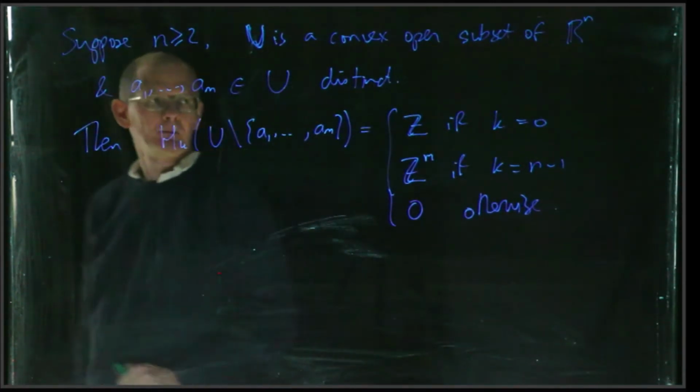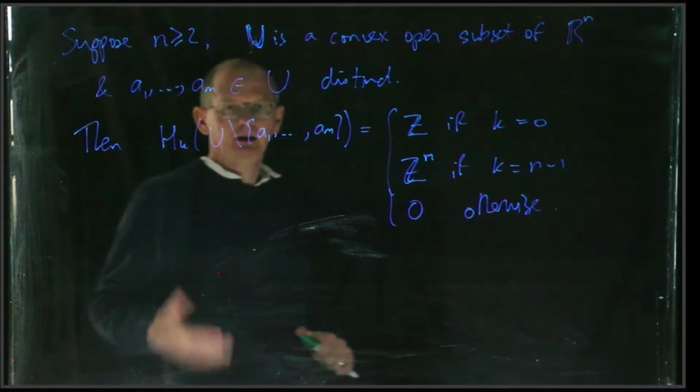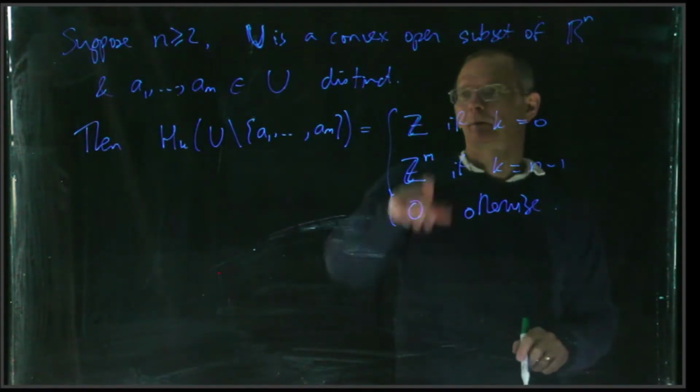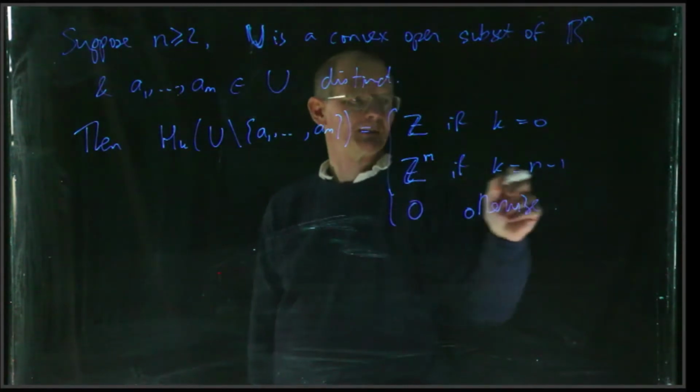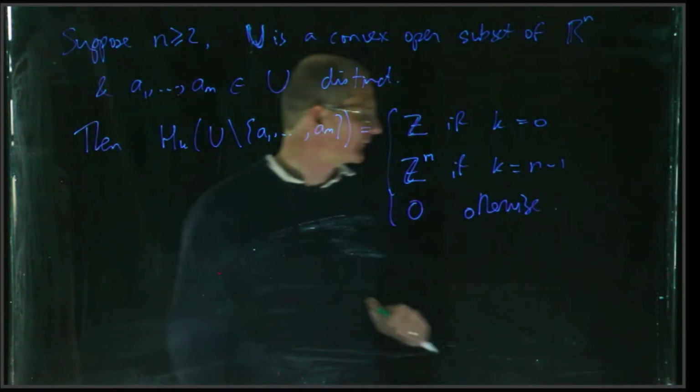Okay, so I want to claim the homology is like this. This is going to be a connected space, so in dimension 0, you just get a Z. Then you'll get m copies of Z in dimension n minus 1, and everything else is 0.